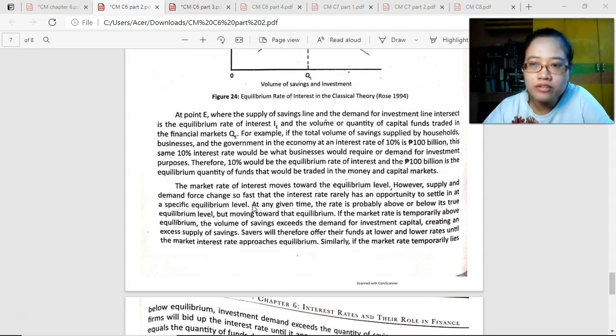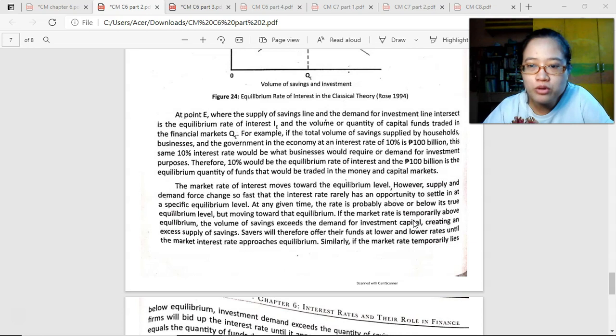Pero, on the part naman ng BSP or the Monetary Board, they have ways to do that, and sometimes probably a bit of use of estimates, but reliable naman, okay? At any given time, the rate is probably above or below its true equilibrium level, but moving toward that equilibrium, okay? Meron din time to adjust, kumbaga.